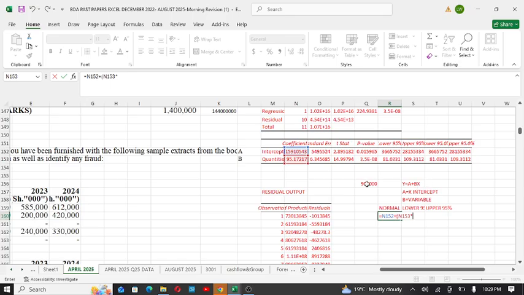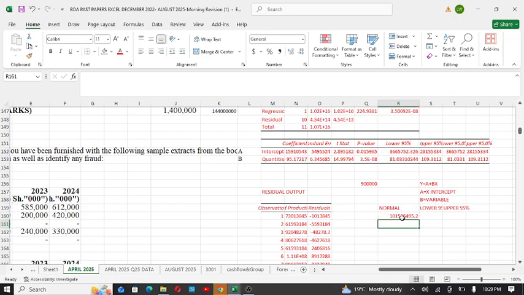Then our x is the units, the units that we need to produce. So we need to multiply by this one. Let's say that a is our intercept to avoid confusion, so that x can remain to be the units produced. So that's our under normal.